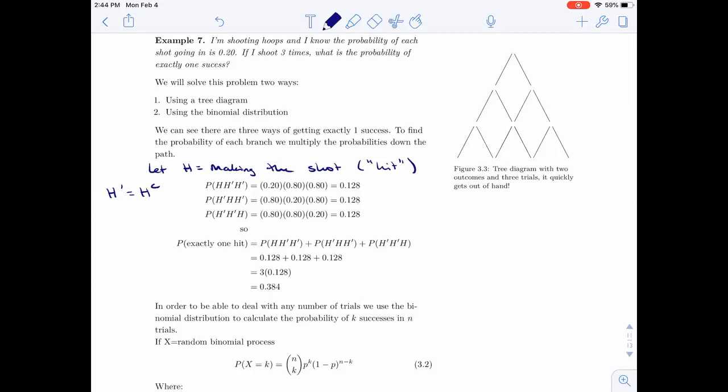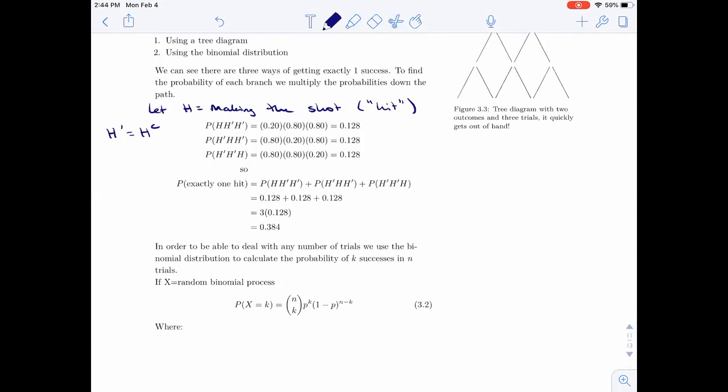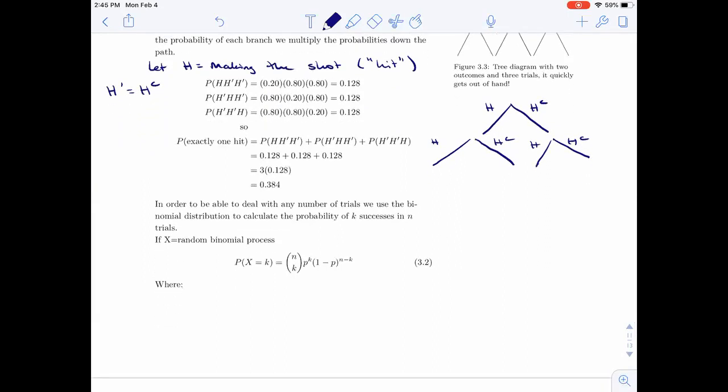So what we would do in a tree diagram, okay, so first shot, I can either hit it or quit it. Hit it or quit it. So I'm shooting this thing 3 times. Yowzas.